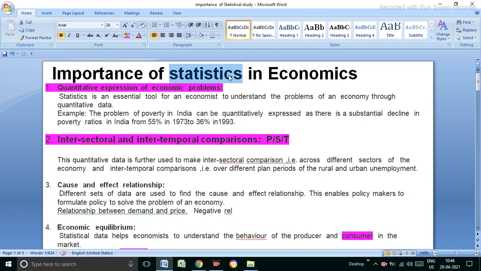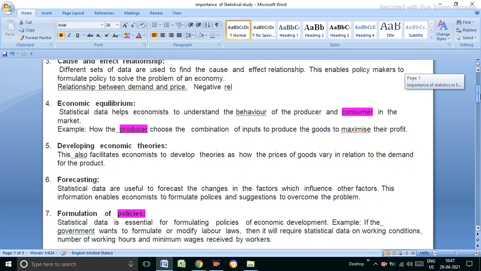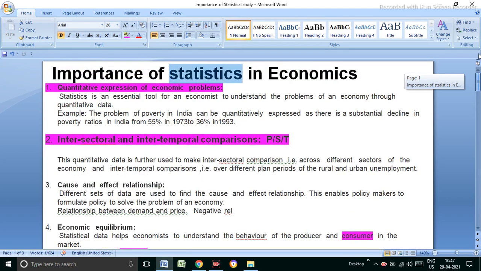When any formula is proved and finalized, it is handed over to economics. Clear? Like demand and supply, producer equilibrium, consumer equilibrium, the whole chapter on supply equilibrium will come in microeconomics, but this is given by statistics. So dear students, today's topic was the importance of statistics. Prepare the question and answer of this chapter on the importance of statistics in economics, and please check intersector, economic equilibrium, developing theory, forecasting, and watch this video again.